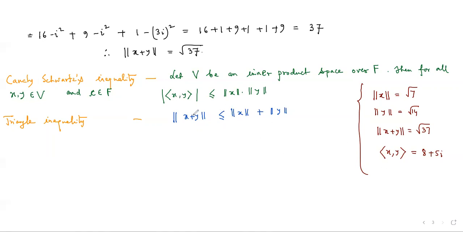So you have to calculate the modulus of the inner product of x and y, which is root over 8 square plus 5 square. In this manner, you can calculate. You just have to check whether the product of norm x and norm y is greater than or equal to this item. It can either be greater or equal. And here you have to add norm x and norm y and check whether it is greater than root over 37 or not. Just verify it.